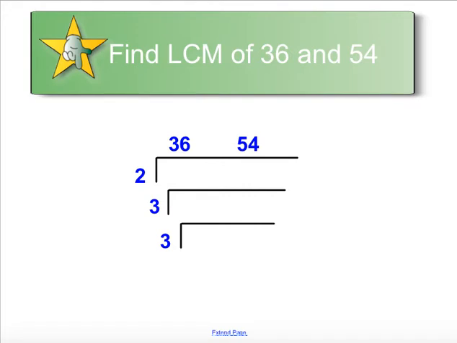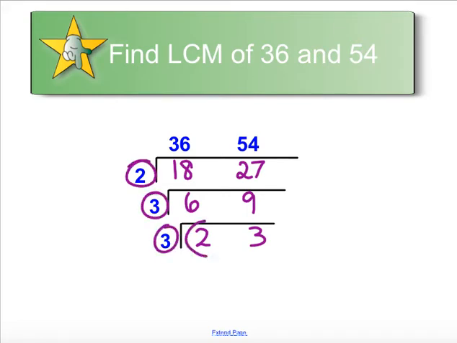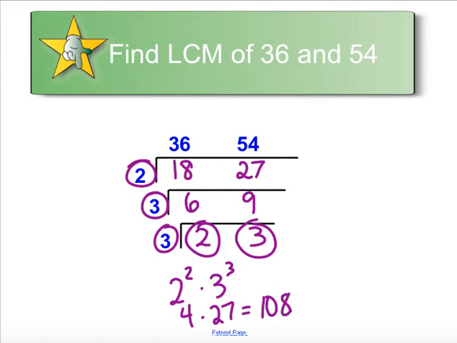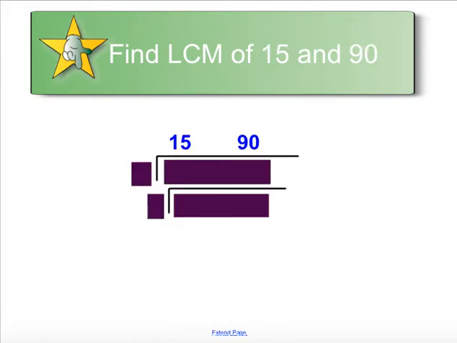All right, so another example. I have put what we are going to divide by on the outside. So we get 18 and 27. Divide by 3 and we get 6 and 9. Divide by 3 again and we get 2 and 3 and we stop. And we're going to multiply together 2, 3, 3, 2, and 3. So we're going to get 2 squared times 3 cubed, or 4 times 27, which gives me 108. 108 is the least common multiple between 36 and 54.